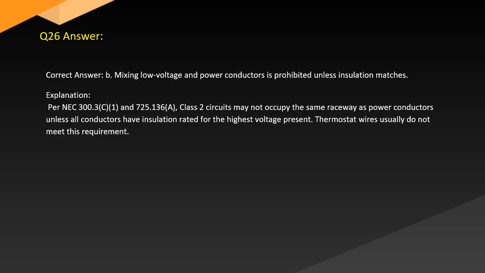Answer. Correct answer: B. Mixing low voltage and power conductors is prohibited unless insulation matches. Explanation. Per NEC 300.3(C)(1) and 725.136(A), Class 2 circuits may not occupy the same raceway as power conductors unless all conductors have insulation rated for the highest voltage present. Thermostat wires usually do not meet this requirement.